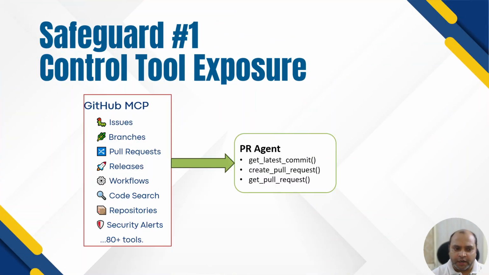There are some safeguards that I created. Control tool exposure. I know you have a large number of tools available in your MCP server. It's up to you how you want to expose and use those. So this is controlling tool exposure. If I need a PR agent, then probably I will say get files, commit, create pull request, get pull request. That's all. Maybe one or two more tools, not discovering 100 plus tools or 80 plus tools, isn't it?